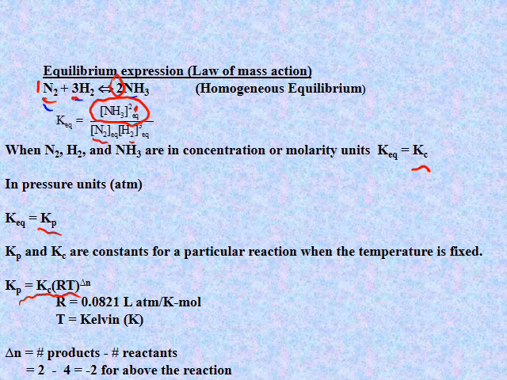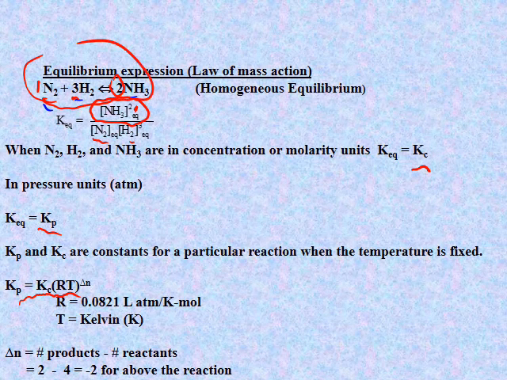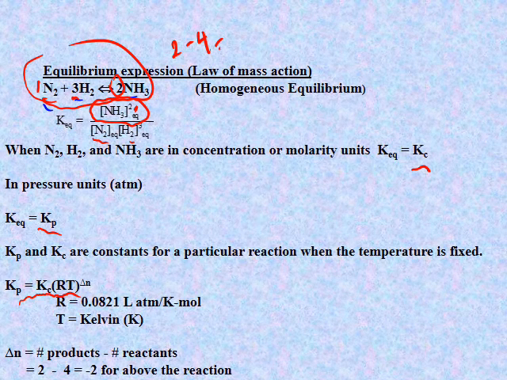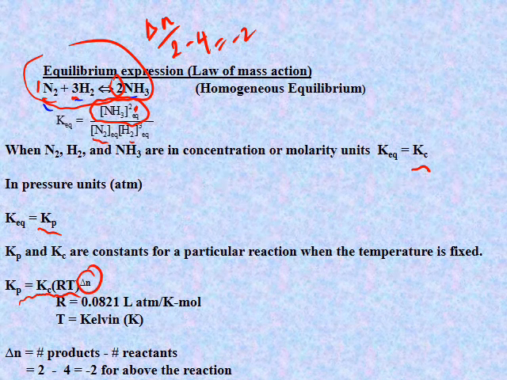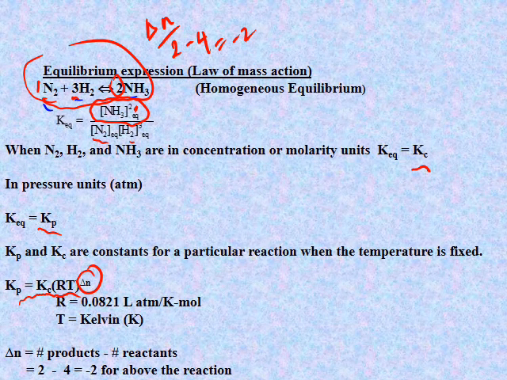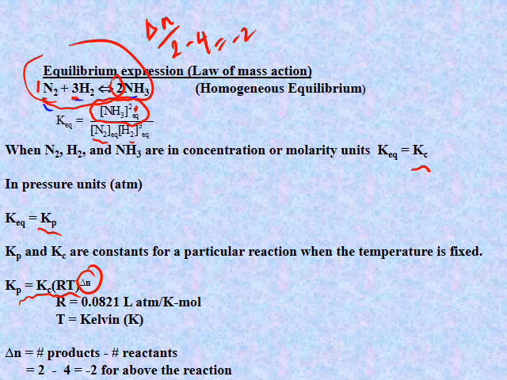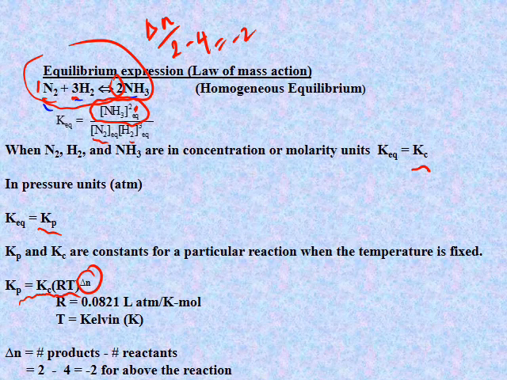Delta n is actually moles of products minus moles of reactants. If you look at this reaction, we have two products, 2 NH3, minus 4 reactants, 1 nitrogen and 3 hydrogens, which is 4. So delta n is going to be minus 2, and that's what we need to use in this expression. From reaction to reaction, this may change. The R value is a constant, 0.0821 liter atmosphere per degree Kelvin per mole, and temperature has to be in Kelvin.